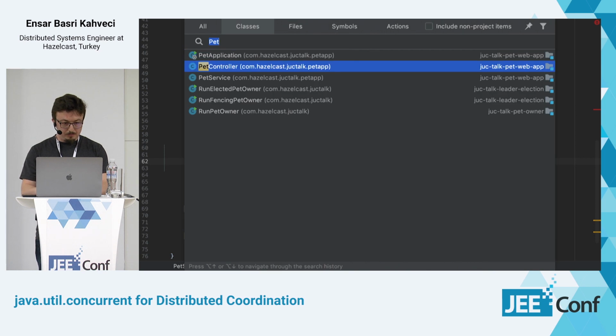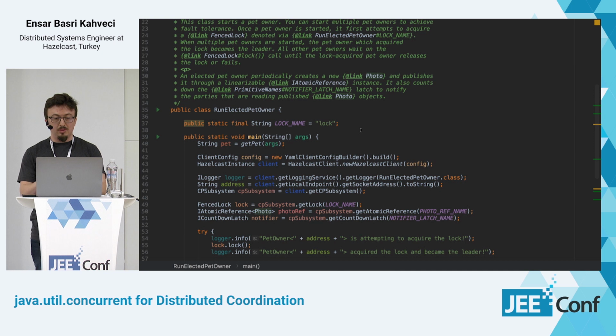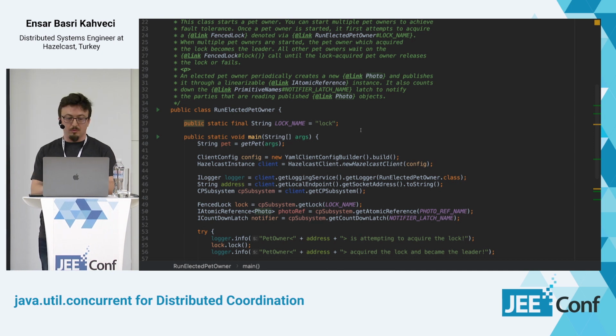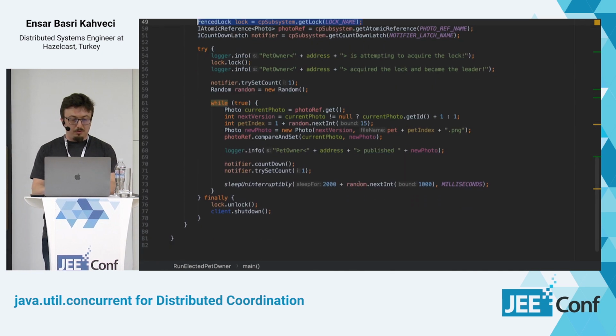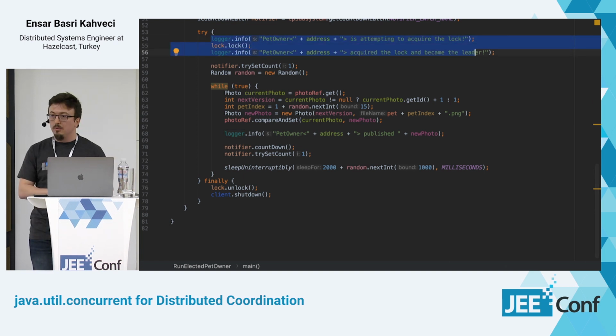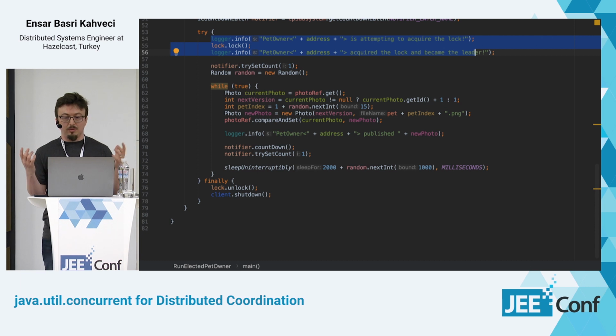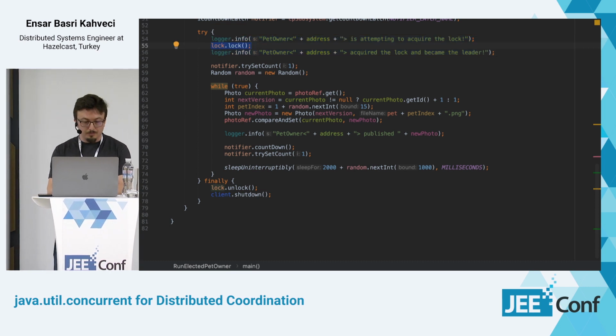Okay. So this is my second version of the pet owner code. This time I will run multiple instances of this class. And here I'm using another primitive. I'm using our fence lock. So before starting to publish new photos, first I'm attempting to acquire the lock. When we run multiple instances of this class, only one of them will be able to pass this line, and it will be the leader, and the other one will be awaiting on this lock call.